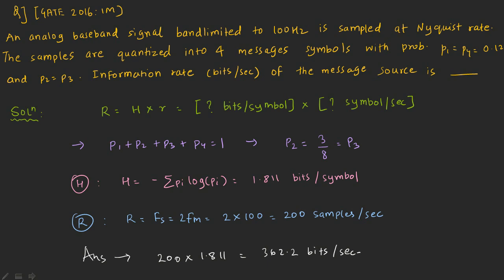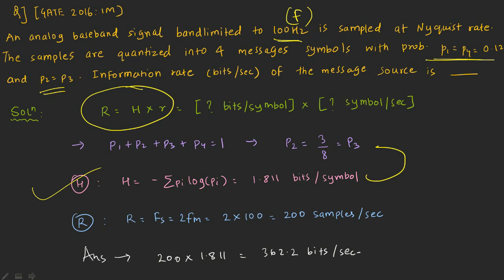As you can see, this next question, GATE 2016 1-mark question, because you know my basics video, this is a cakewalk for you. An analog baseband signal band limited to 100 Hertz, so f is given as 100, is sampled at Nyquist rate. The samples are quantized in 4 message symbols with the probabilities as this. Information rate, bits per second of the message source is what. So first, information rate is capital R equal to H into small r, and capital H can be found using the entropy formula.